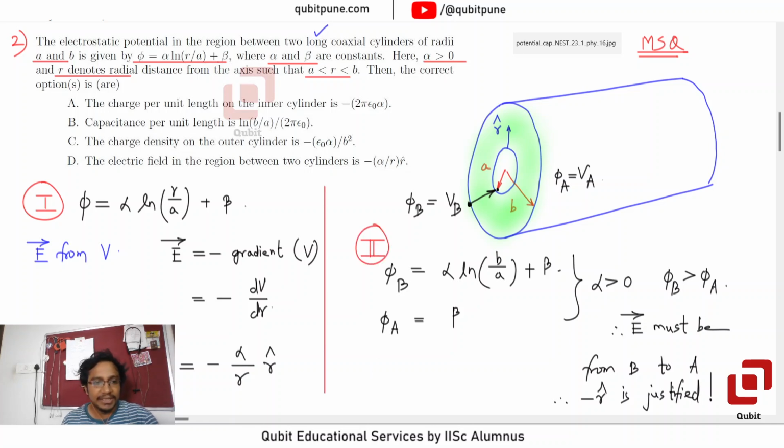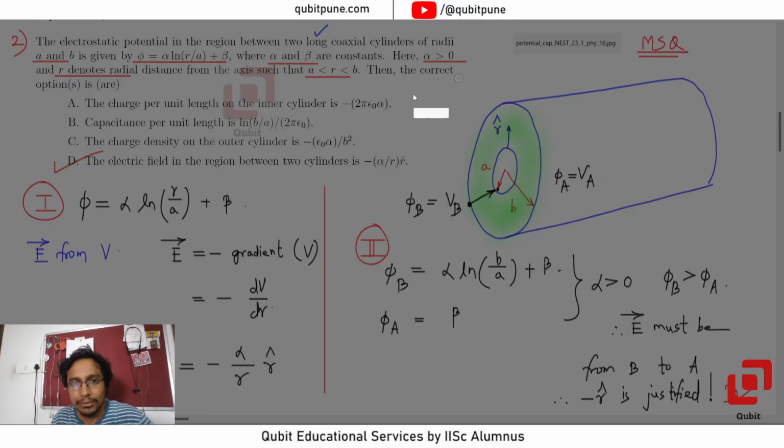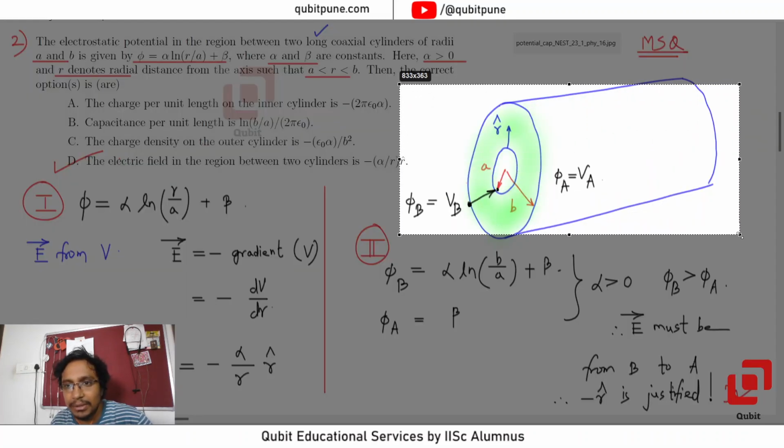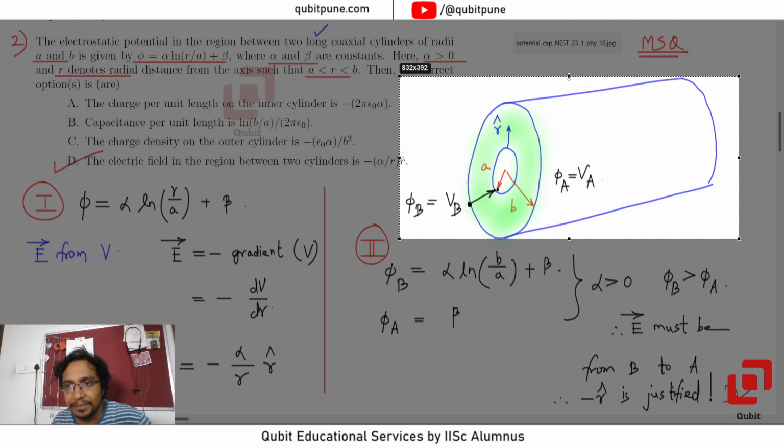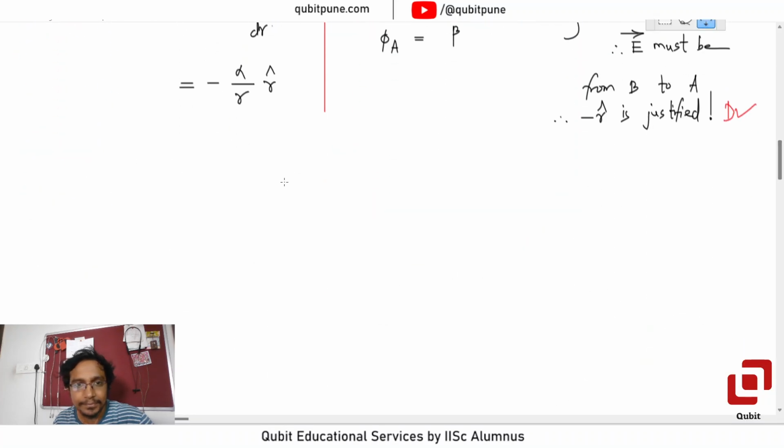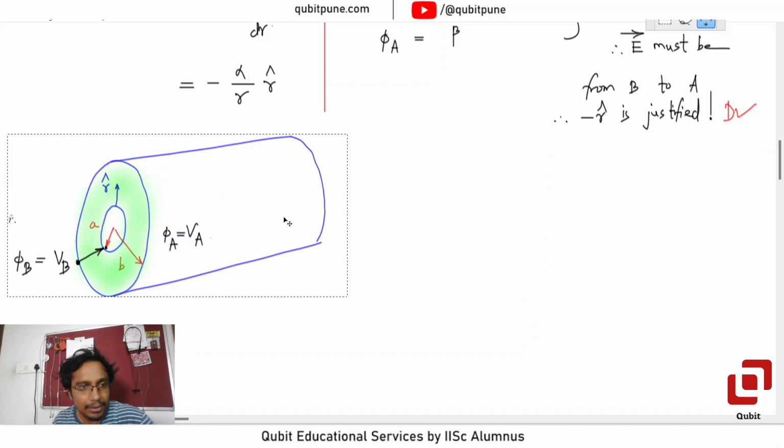Fine, so option D is correct. Option D is correct. Now let us go to Gauss law. Let us go to Gauss law and apply it for our cylinder.